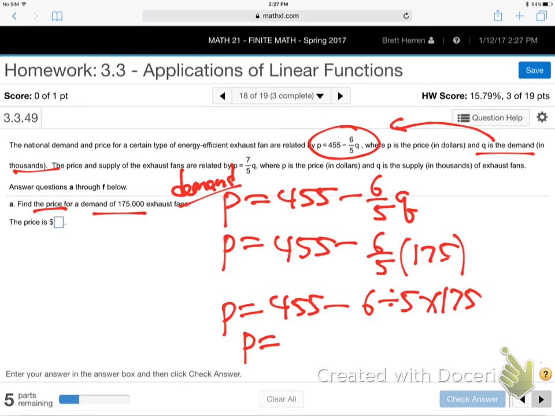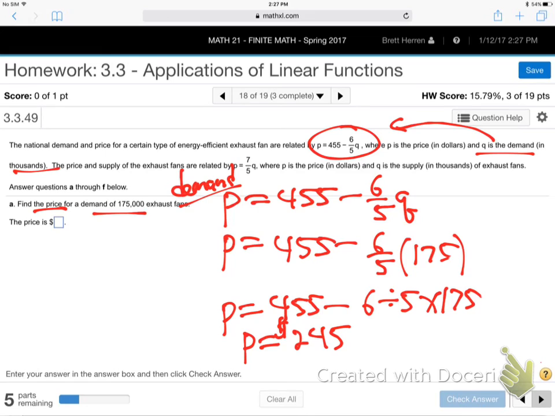All right, so I'm hoping to get a better answer now. 245. And that's dollars, that's a price in dollars. So if 175,000 people are demanding the product, it must be at $245. That price will produce that kind of demand. Good for the first part?